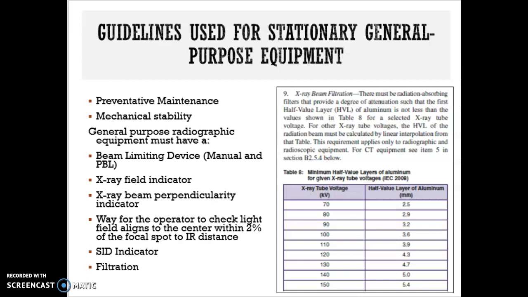Guidelines used for stationary general purpose equipment include general preventative maintenance. Preventative maintenance is necessary to prolong the life of the equipment. An annual inspection must be conducted for structural integrity, cleanliness, ease of movement of all the components, and any other procedures recommended by the manufacturer. Mechanical stability checks are required to ensure that the tube is securely fixed and aligned with the X-ray tube housing, and things like exposure linearity and reproducibility are checked to ensure the diagnostic X-ray unit's ability to duplicate certain radiation exposures for any given combination of kV and mA and time.